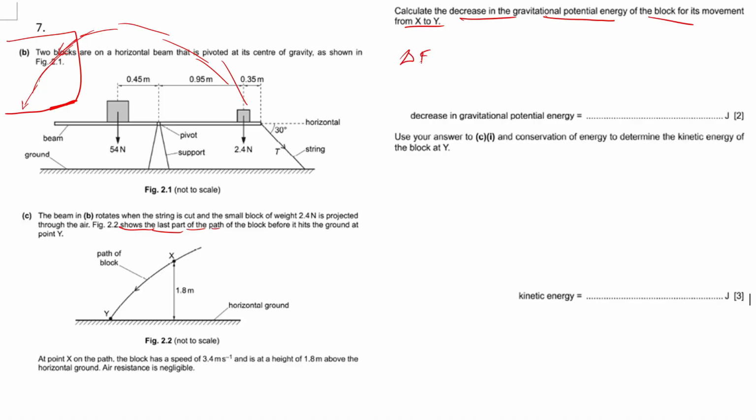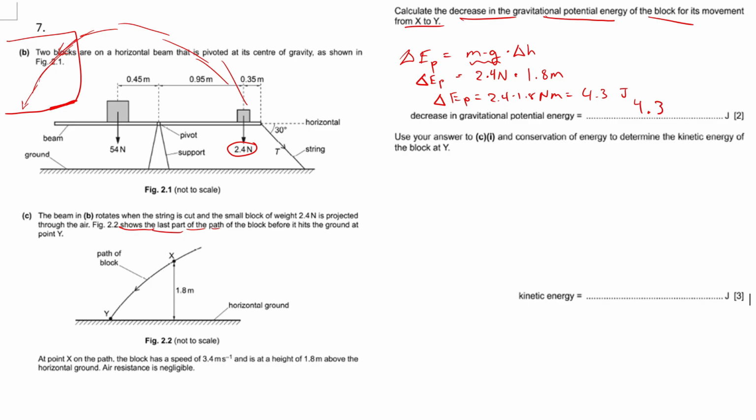So we know that the change in EP is mass times gravity times the change in height. But we already know this because the gravitational constant is already given. So mass times gravity is actually 2.4 newtons. The change in EP is equal to 2.4 times the change in height, which in this case is 1.8 meters. So then the change in EP is equal to 2.4 times 1.8 newton meters, which is equal to 4.3 joules, rounded to 2 sig figs.